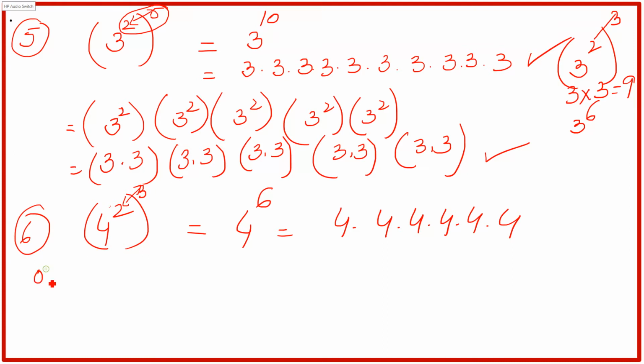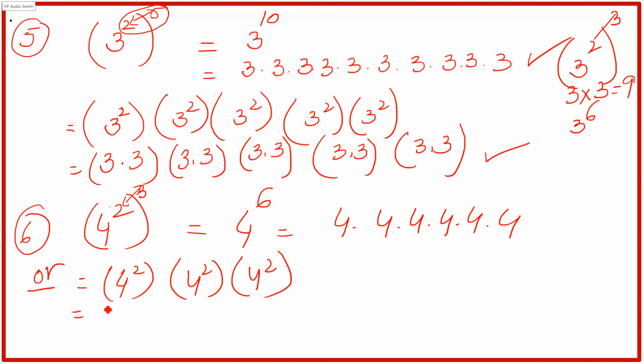Or second method is this 4 square you have 3 times. So 4 square, 4 square, and then 4 square. And again this 4 square means you have 4 4 2 times. So if we count, it is 1 2 3 4 5 6, which is equal to 4 raised to power 6. So we have discussed 3 rules of multiplication with examples.